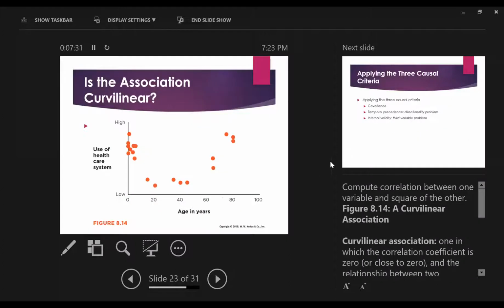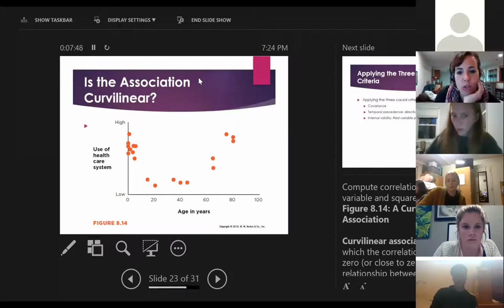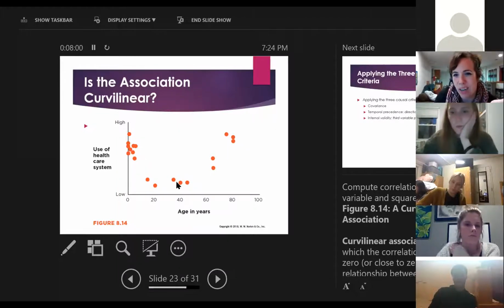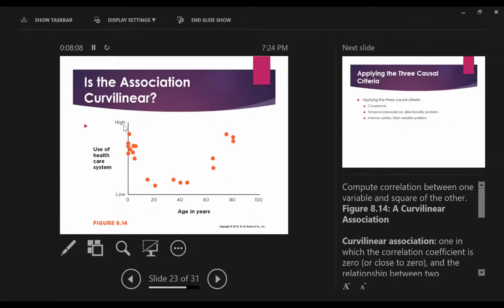Okay, now here's curvilinear. This is what I was telling you guys about earlier. My example went the other way. It was more shaped like an N. This is more shaped like a U. This is the use of healthcare system and age. So when you're real little, maybe some of you have nieces, nephews, brothers and sisters, or you remember yourself, when you're little, you have to go to the doctor quite often. Shots, right? Periodic check-ins, 1-year checkup, 2-year checkup. But as you get older, your frequency of seeing medical doctors tends to drop as a whole. And as you get older, as you can see, it climbs right back up. So this would be considered a curvilinear relationship.